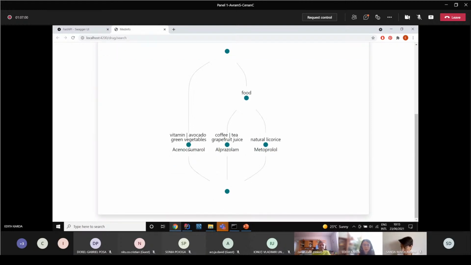Here we can see the drug names. And in the upper part, the food interactions, basically the food entities. So here we can see that these two drugs have one in common. And basically, this first drug has vitamin, avocado, green vegetables, these two, and so on.